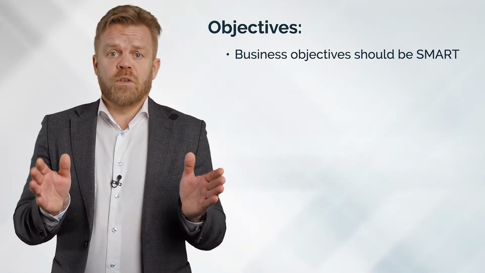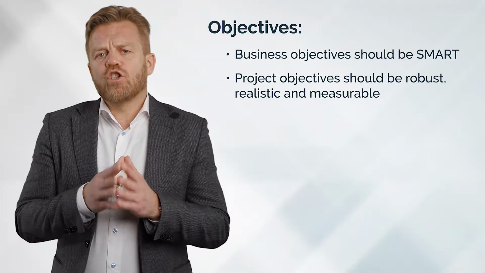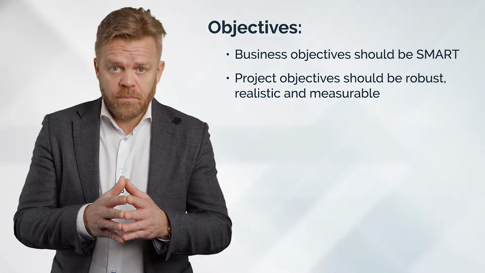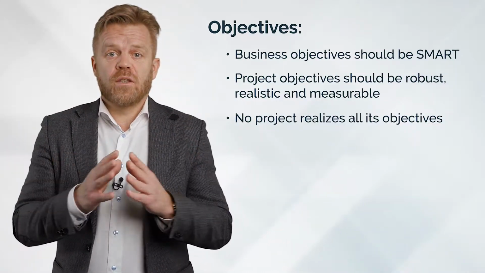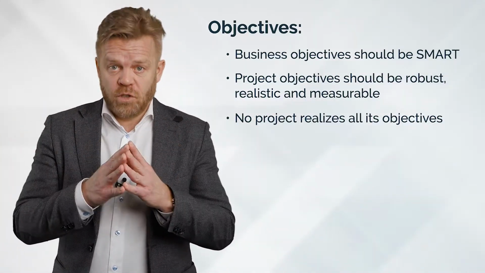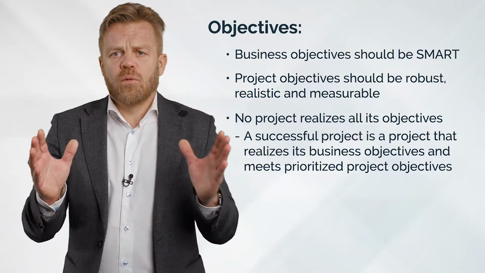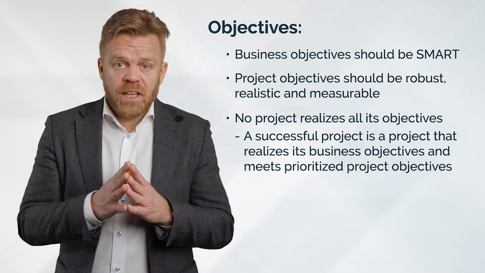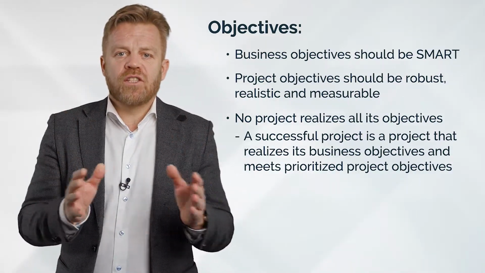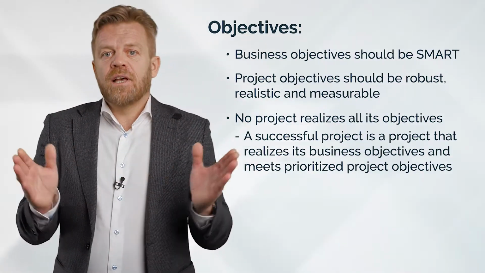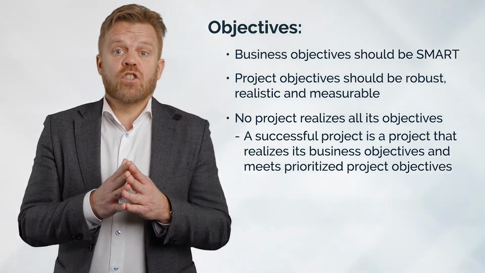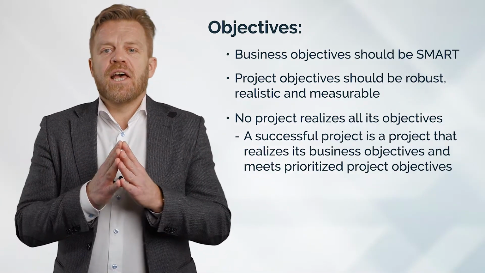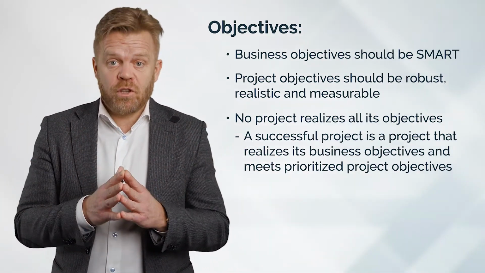Business objectives should be SMART. Project objectives should be robust, realistic, and measurable. No project will realize all its objectives. So a successful project is a project that realizes its business objectives and meets the prioritized project objectives. It is therefore important that business objectives and project objectives are mutually consistent, and that objectives are managed and kept under control.